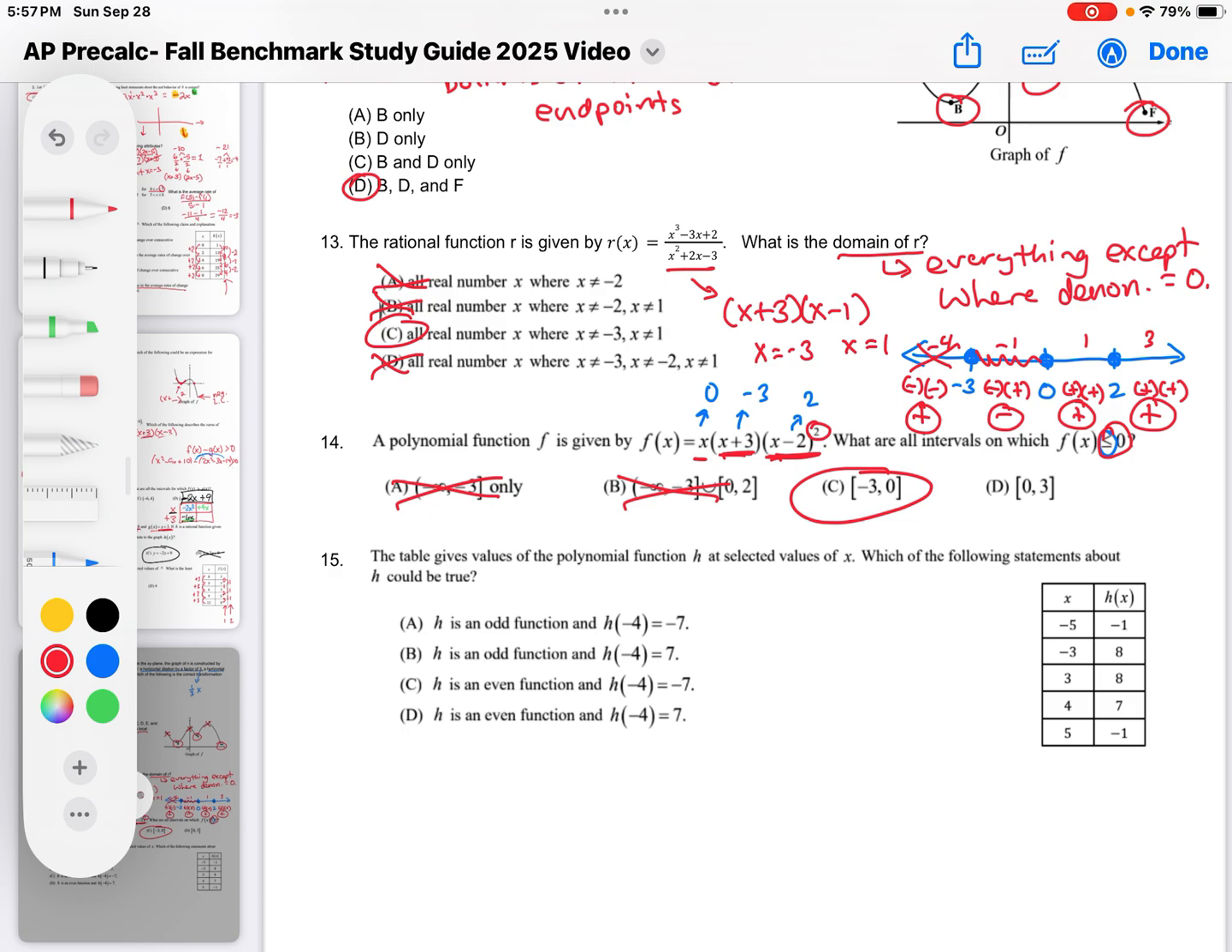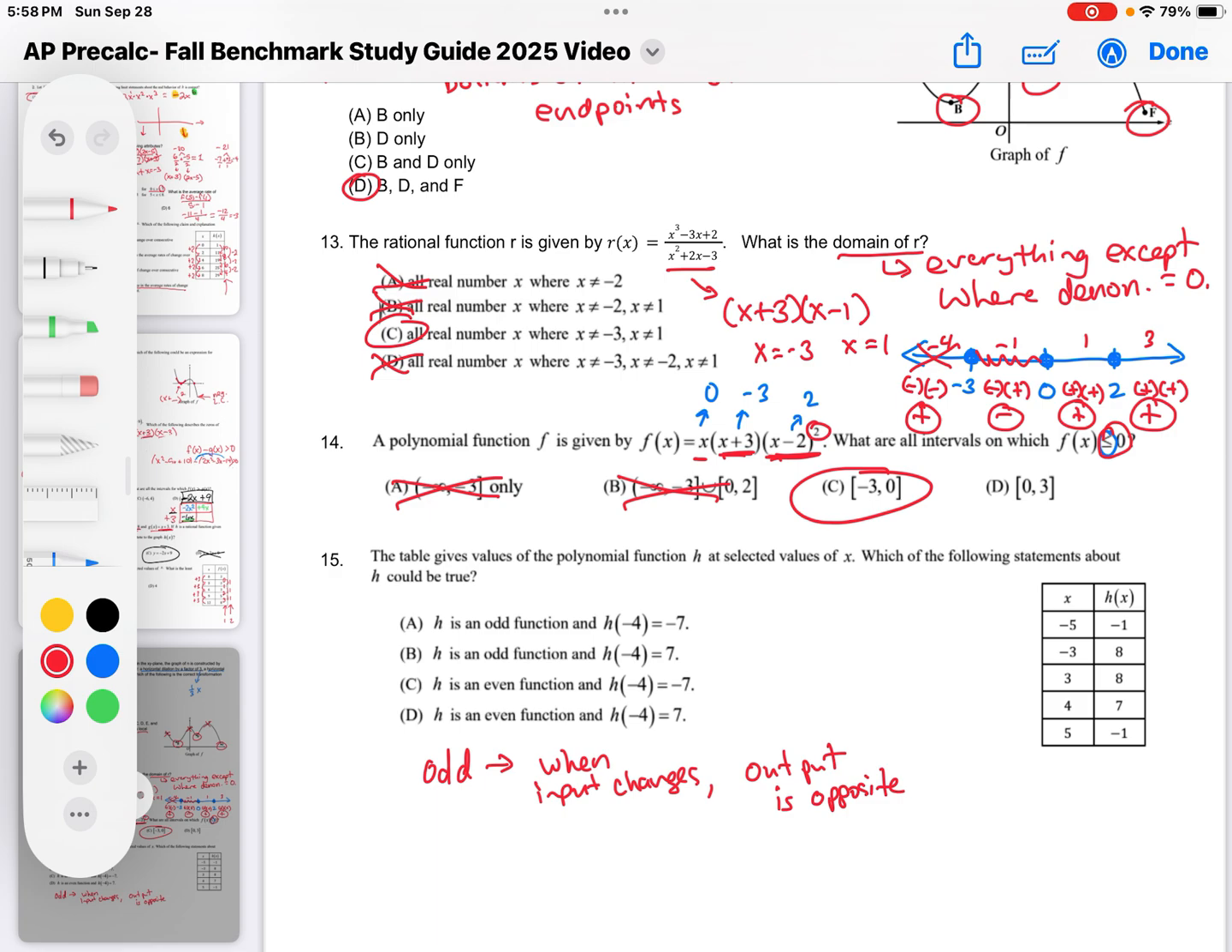All right, let's look at number 15. On number 15, we have a table, and it says which of the following could be true. We're looking to first see if it's odd or it's even. So odd means when input changes sign, output changes. So output is opposite. Remember, odd things do the opposite.